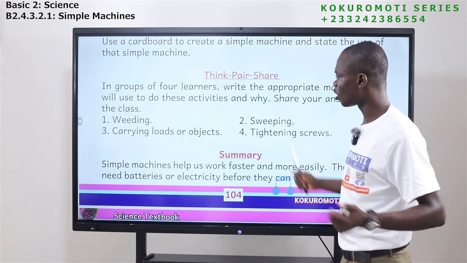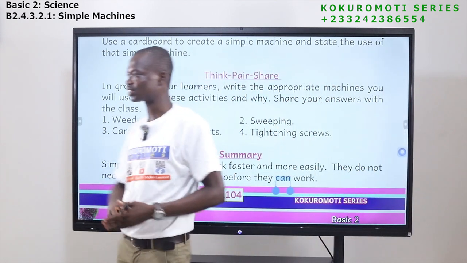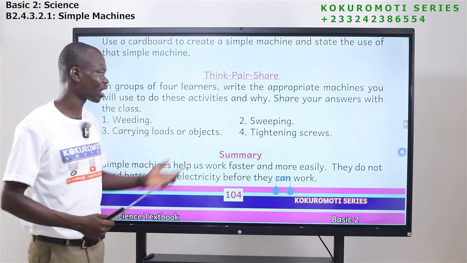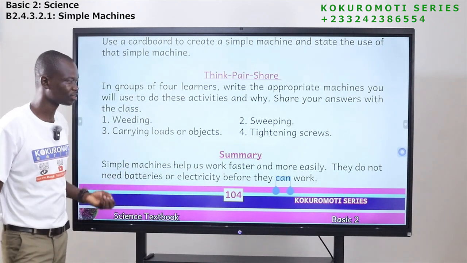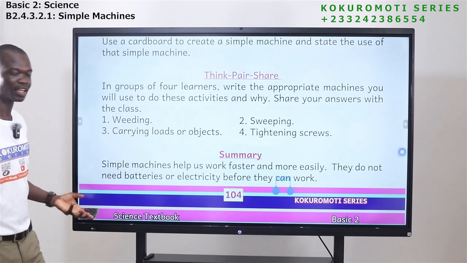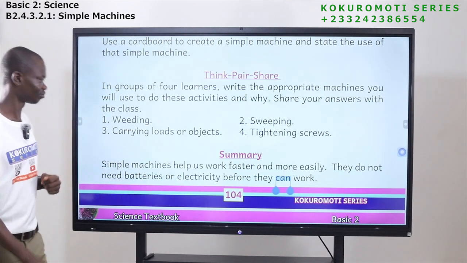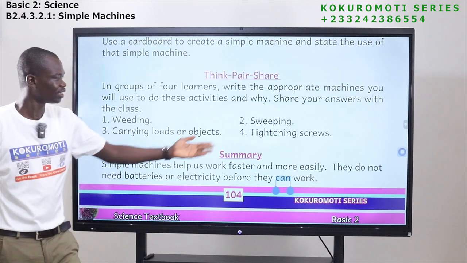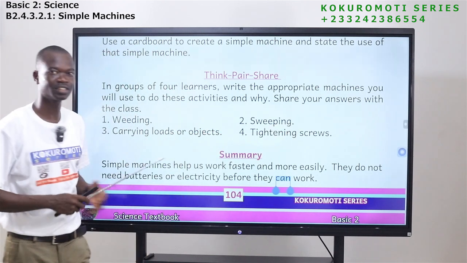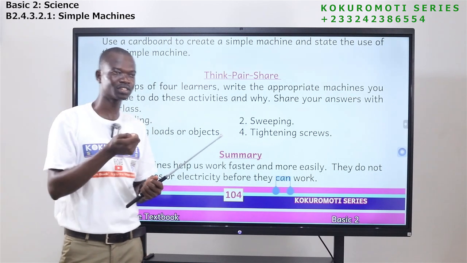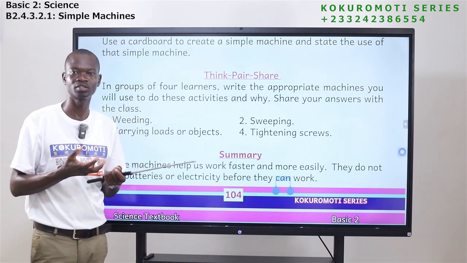Carrying loads or objects. So if you have a load, you want to carry it to the roadside so that you can get a taxi or car to take it for you. You need something. What simple machine? Is it a broom? A knife? You know it. The next one, tightening screws. So if you have a machine and you see that the screws are loose, you want to tighten them. What are you going to use?